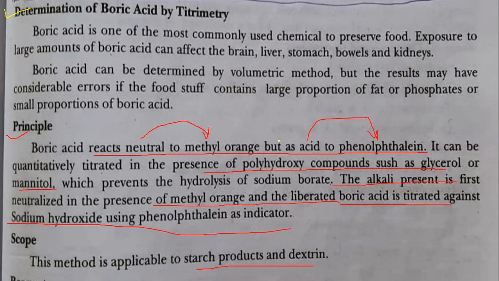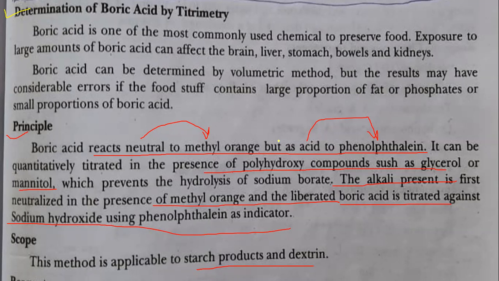As we know, boric acid is most commonly used as a preservative. Exposure to a large amount of boric acid can affect the brain, liver, stomach, bowel, and kidneys also. Boric acid can be determined by the volumetric method, but the result may have considerable error if the foodstuff contains a large proportion of fat or phosphate and other ingredients. Okay, so we will see the principle here.